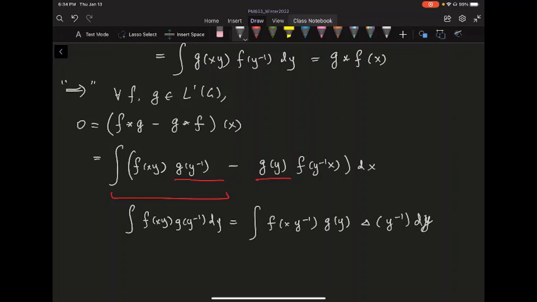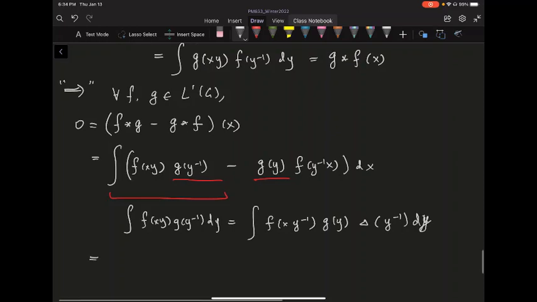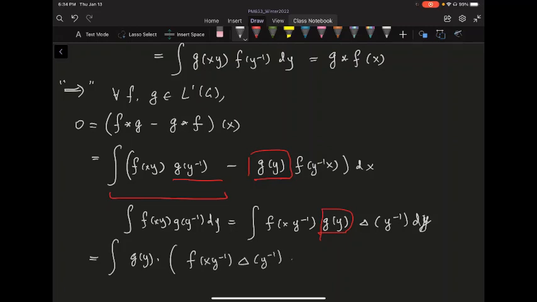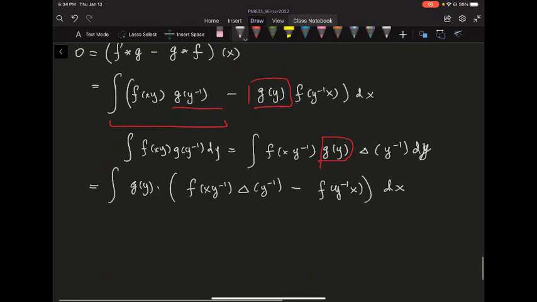Let's replace the first integral and keep the second one the same. Now we integrate the whole thing, and we have a g(y) here and a g(y) there, so I can group them to have g(y) multiplied by f(x y inverse) times the modular function at y inverse, minus f(y inverse x), the whole thing dy. I should say dy here. This should be a dy.